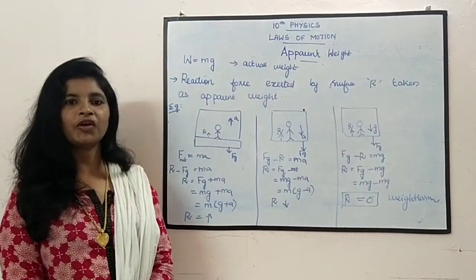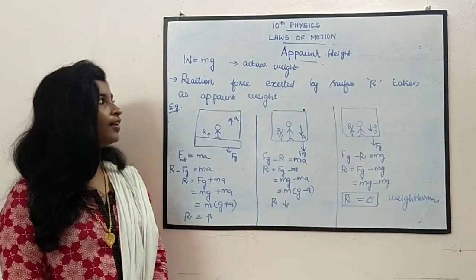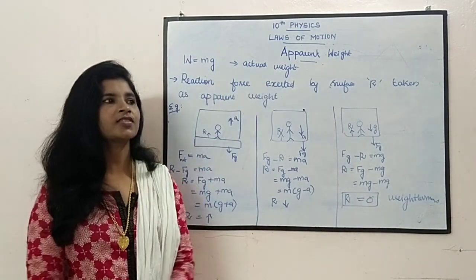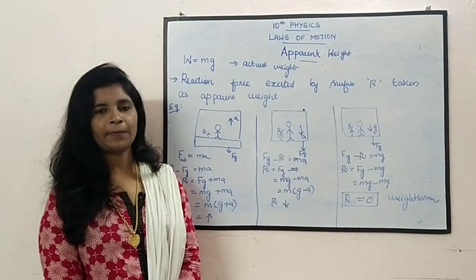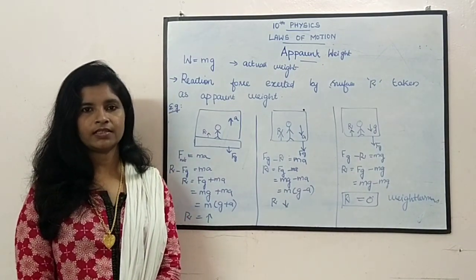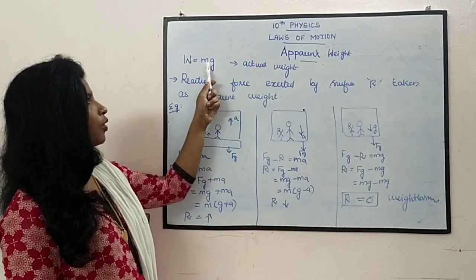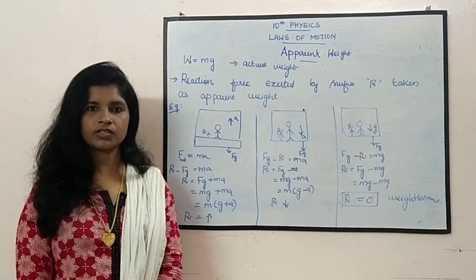We are at the end of this unit. Are you happy? We are at the end of this unit, and the last topic is apparent weight. So what is meant by this apparent weight? You all know what weight is, right? What is weight? Mass into acceleration due to gravity. It is called weight.